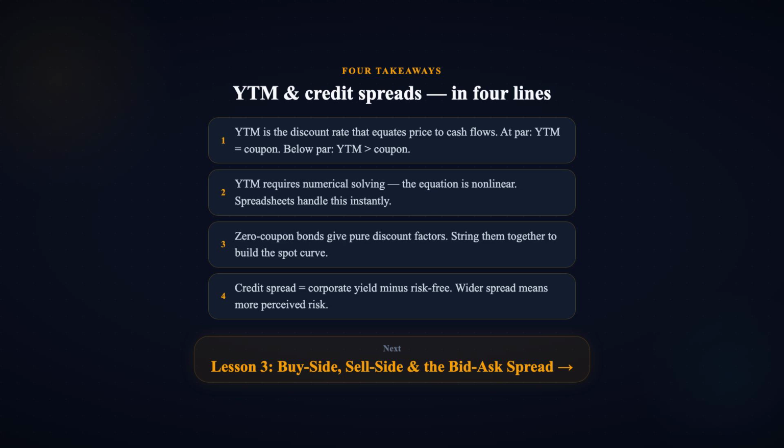4. Credit spreads are the market's price for default risk. Government yields are the floor. Corporate yields sit above, and the gap tells you how much risk investors see.